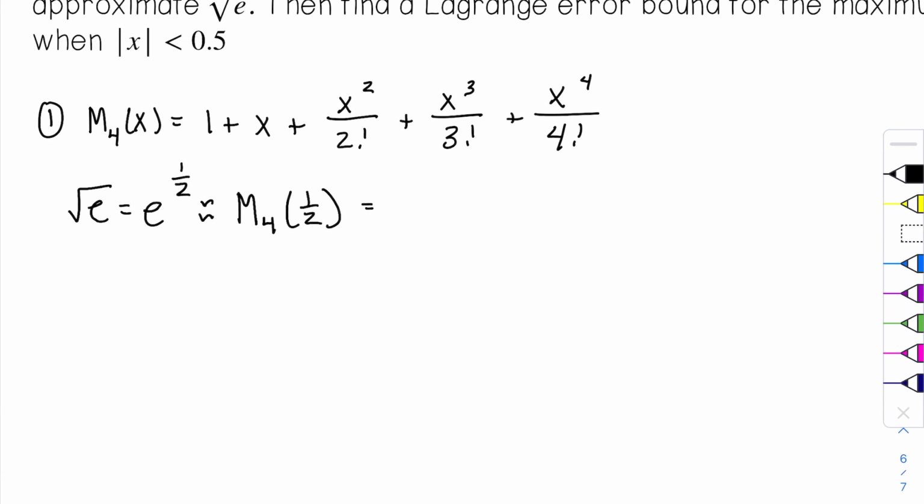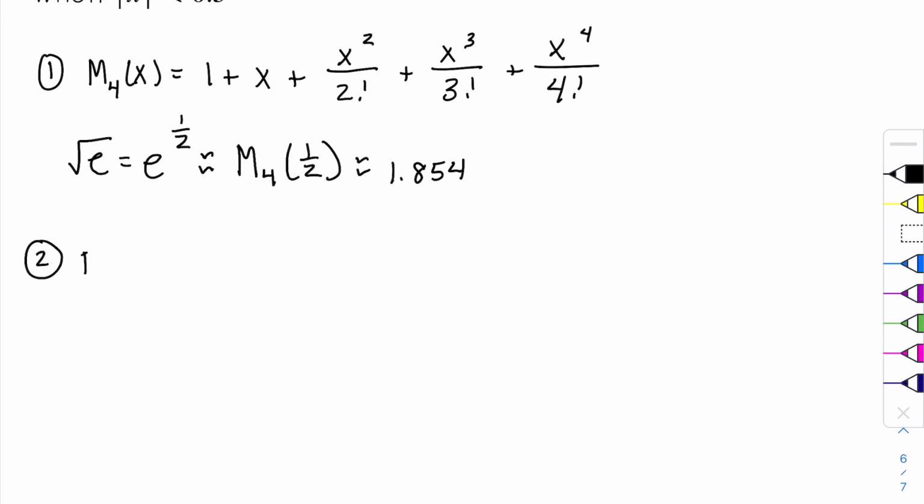4 factorial is 24. And then 1, 2, 3, 4, 5 terms typed in. I'm going to get that this is about 1.854.